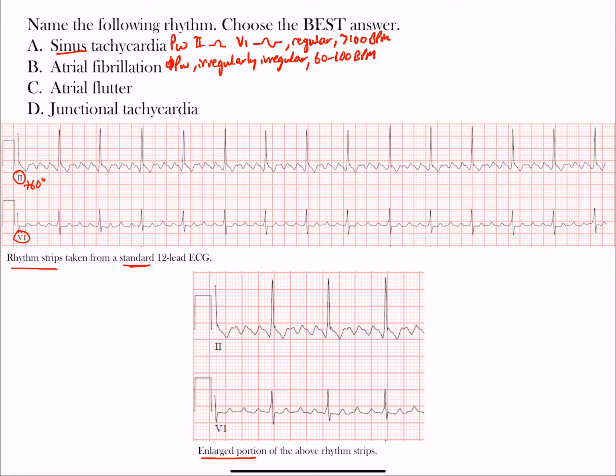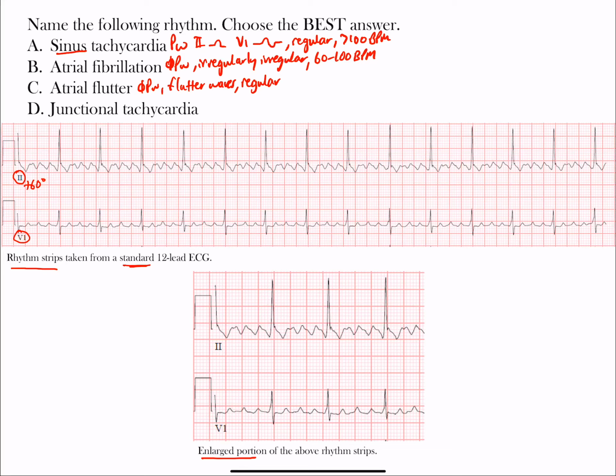Now, atrial flutter. What you can see with atrial flutter is, again, no P waves, but you can see what we call flutter waves. It's often a regular rhythm, so we see regular flutter waves. You can have atrial flutter with an AV block or variable block in which you have varying QRS complexes. So that's one thing to note. But the flutter waves tend to be regular. And the rate tends to be between 60 and 100. You can have fast rates with that as well.